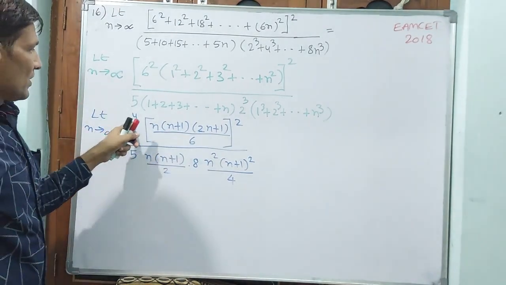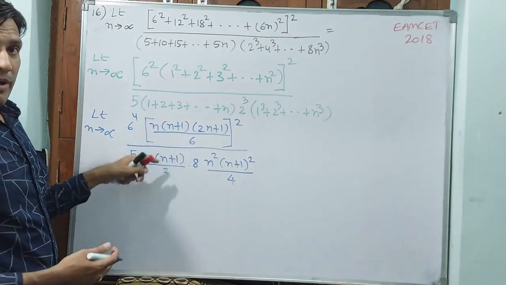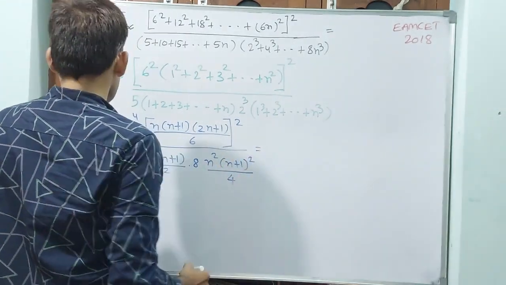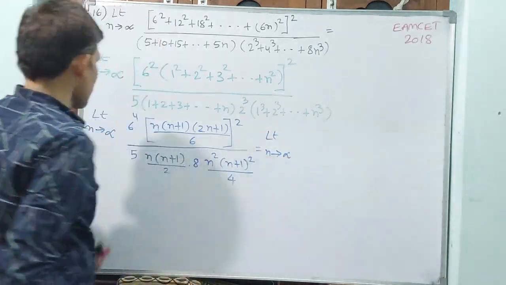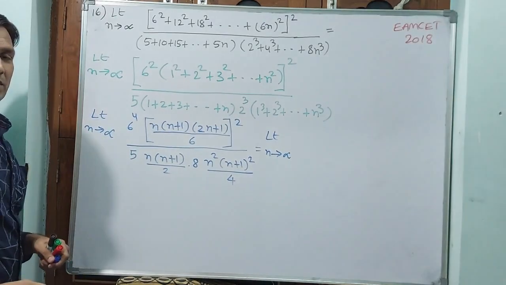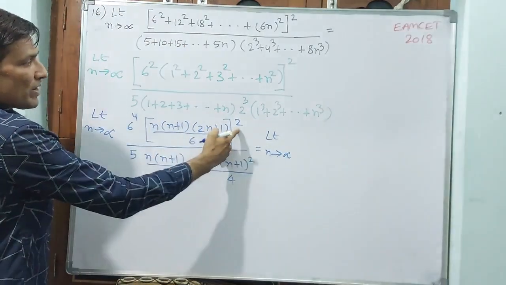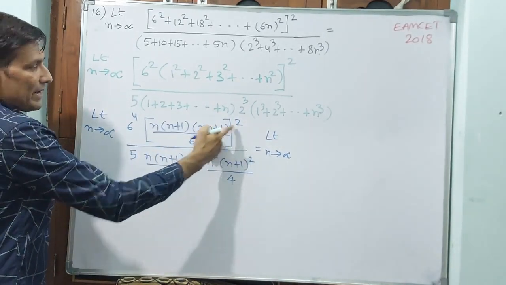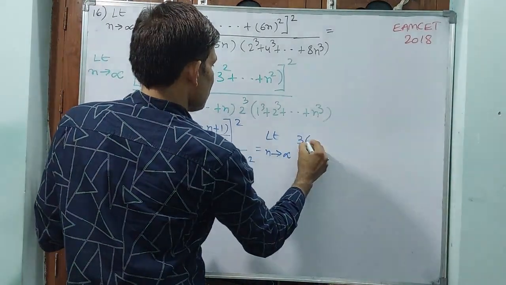Why? Because something divided by something, a by b divided by c by d, I want to write like a by b into d by c, in that manner. Write down then: limit n tends to infinity, 6 to the power of 4. 36 into 36, shall I write? See, 6 square is there already here. 6 square only. 6 square means 36 will be there.